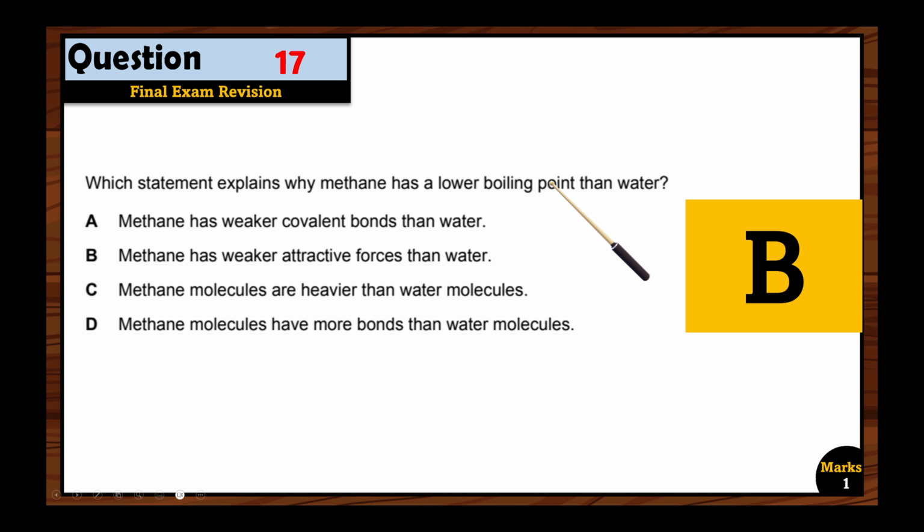The other options don't depend on the boiling point. If something is heavy, it has more bonds or fewer bonds, it doesn't depend on the boiling point. The boiling point, or the melting point, always depends on the bonding, how strong a bond or how weak a bond is. Okay.